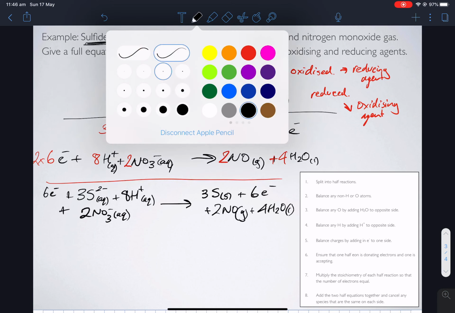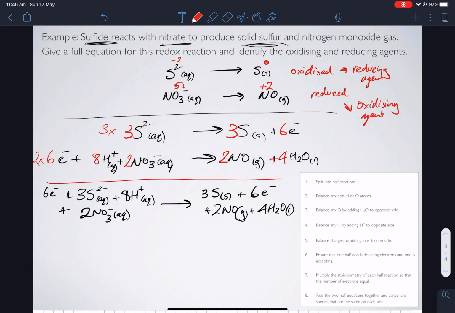Okay, what can we cancel? Hopefully we can cancel our electrons. Yep, 6 and 6, that's good. Anything else? No, everything else is different from each other.